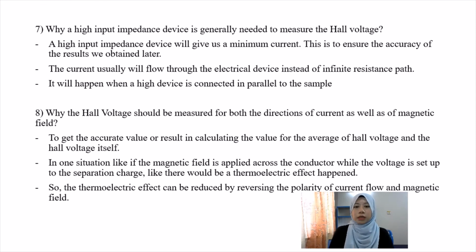Next, for question number 8, why should the Hall voltage be measured for both directions of current as well as of magnetic field? So we answer that it is to get the accurate value or result in calculating the average of the Hall voltage and the Hall voltage itself. In one situation, if the magnetic field is applied across the conductor while the voltage is set up to the separation charge, a thermoelectric effect will happen. So the thermoelectric effect can be reduced by reversing the polarity of current flow and magnetic field.